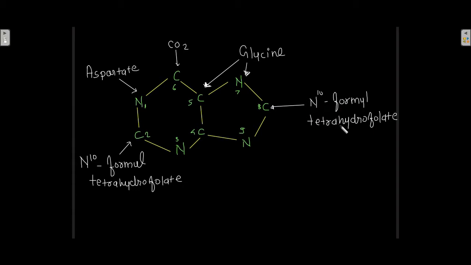So this N10 formyl tetrahydrofolate is giving two carbons, one at the eighth position and the second at the second position. And after that, the two nitrogens at the third and ninth positions come from glutamine. So as you can see, the atoms of all these precursors make your purine ring.